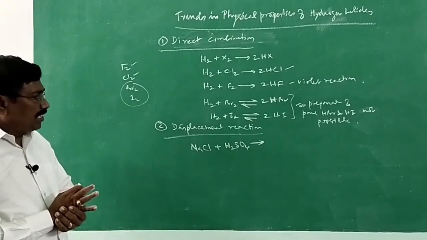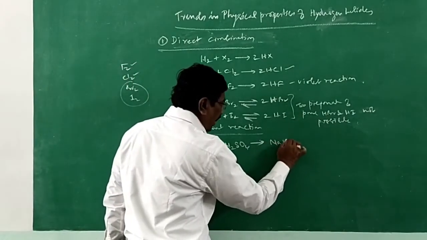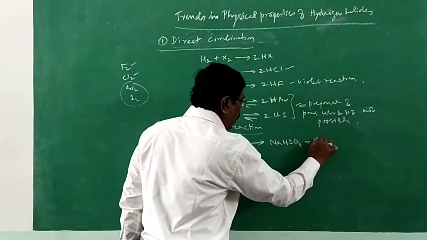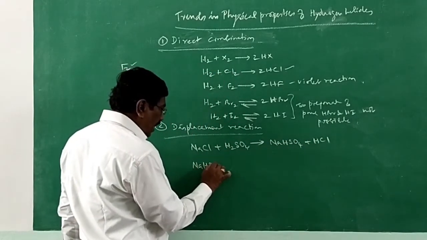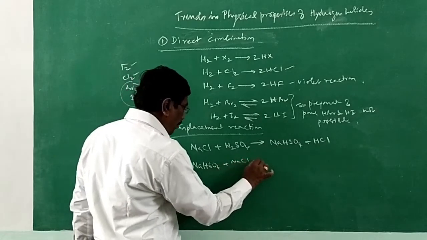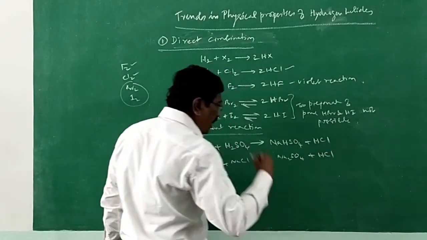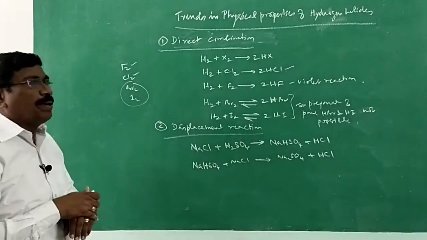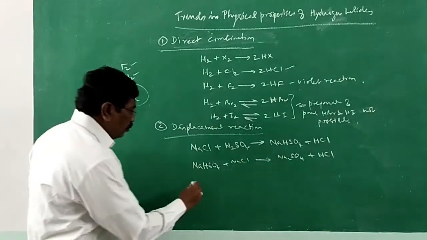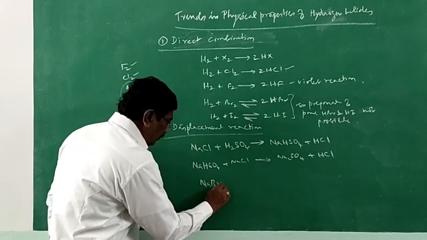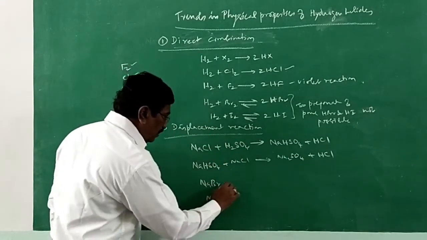When sodium chloride is made to react with sulfuric acid, we get sodium bisulfate and HCl. We have prepared hydrochloric acid only by this method. The sodium bisulfate again reacts with sodium chloride to become sodium sulfate and HCl. So we can prepare HCl by this method. If we try to prepare HBr or HI using sodium bromide or sodium iodide, of course, HF is not prepared by this method.